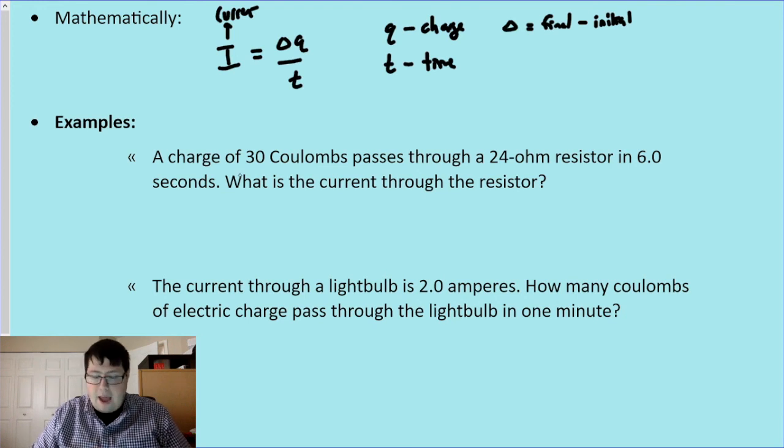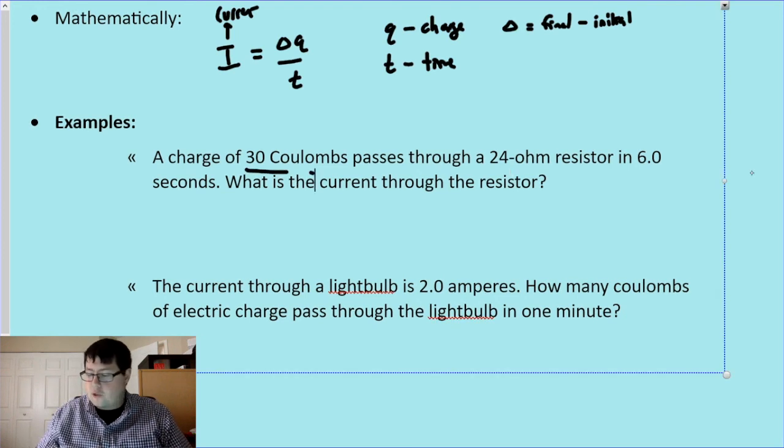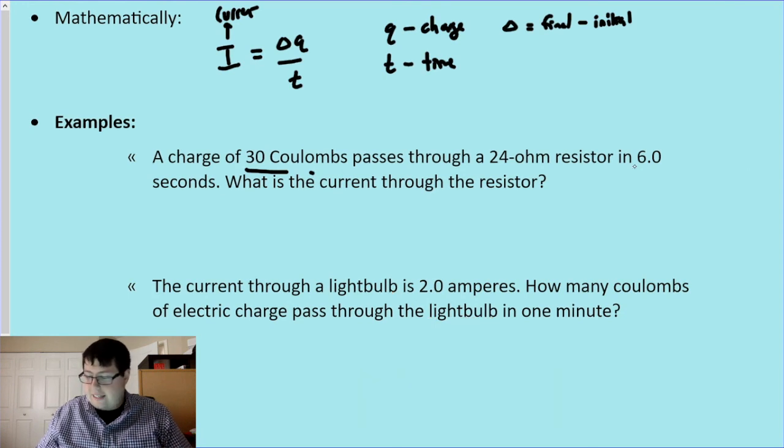For example, I have a charge of 30 coulombs that passes through a 24 ohm resistor in 6 seconds. What's the current through the resistor? Well, don't let yourself get confused. We haven't talked about this yet. 24 ohms? What's that mean? They often throw information in a problem you do not need. We know the charge that passes, and we know the time. We can use our equation to find the current.